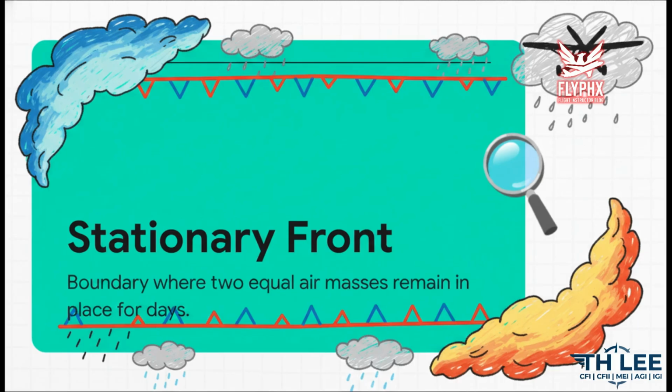First up is the stationary front. This is essentially a meteorological stalemate. You have two air masses that are relatively equal in power. Neither has the energy to displace the other, so the frontal boundary just stays stationary. The danger here isn't necessarily violent turbulence. The real danger is that this front can influence local flying conditions for several days, locking in low ceilings and poor weather right over your intended flight path.